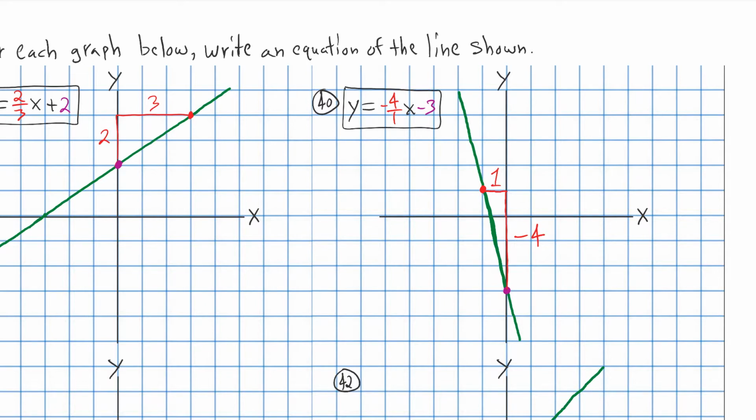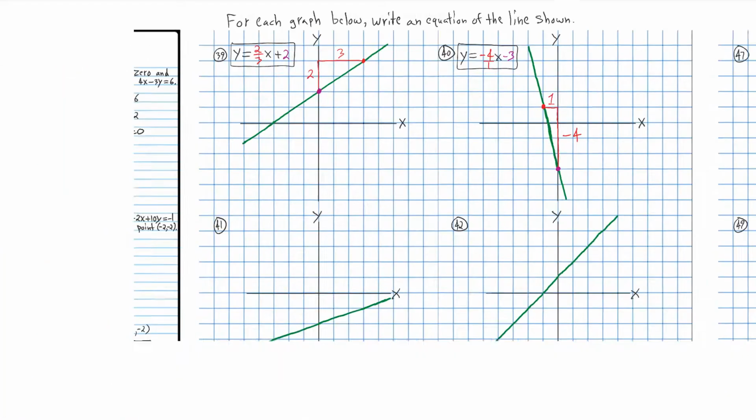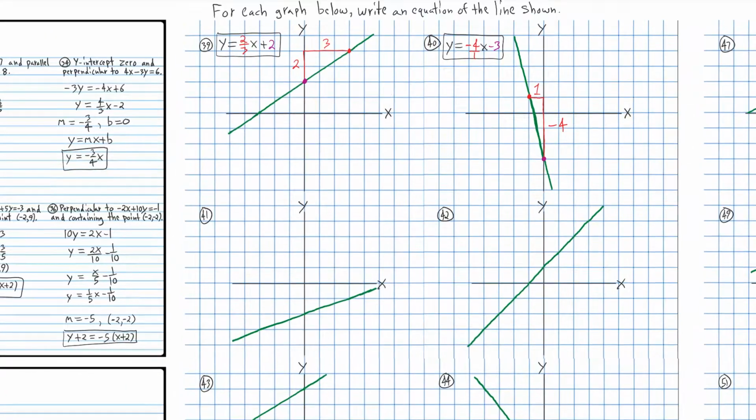And instead of writing -4 over 1, I'm just going to write -4. Actually, maybe I should just keep that, just so you see exactly what's going on. So the slope is negative because the line is going down from left to right. So hopefully you have the idea by now.